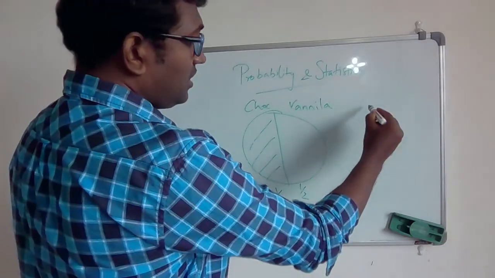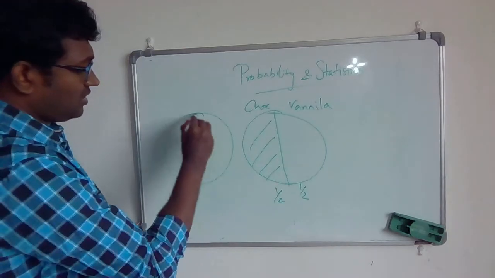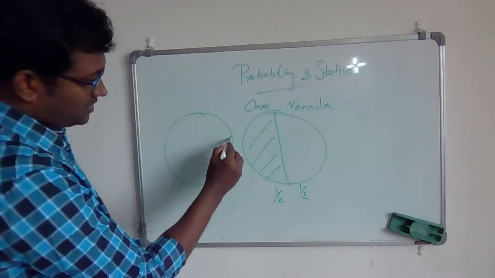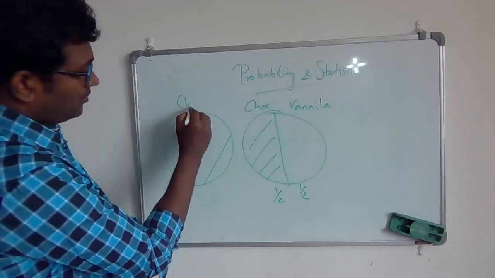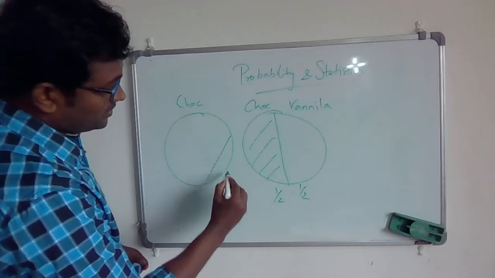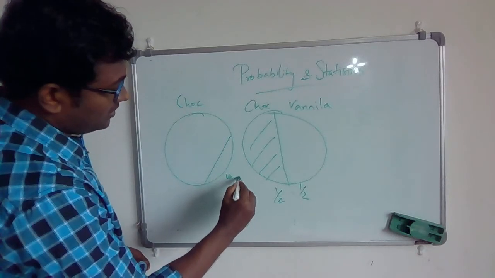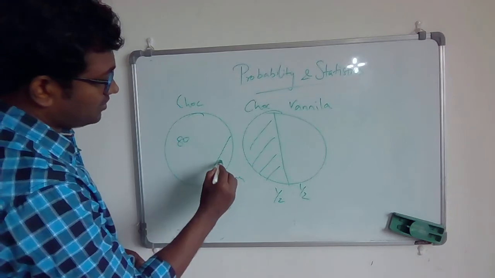Suppose you have the same cake, out of which 80% is made up of chocolate and just 20% is made with vanilla. Like this is 80% and this is 20%.